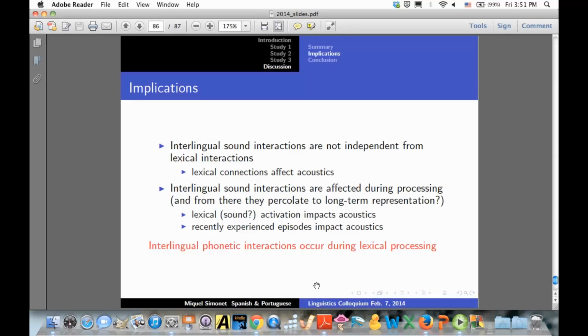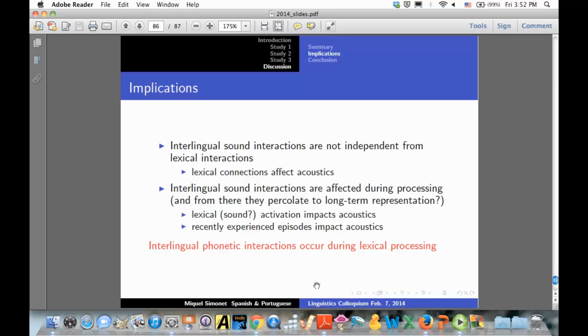Okay. Conclusion. Interlingual sound interactions are not independent from lexical interactions. Lexical connections affect acoustics. I have not shown this. This is previous research, but this is something that I have in mind. What I think we have shown, or the data shows, is that interlingual sound interactions are affected during processing by the circumstance, by the situation. How we account for this, I really have no idea.